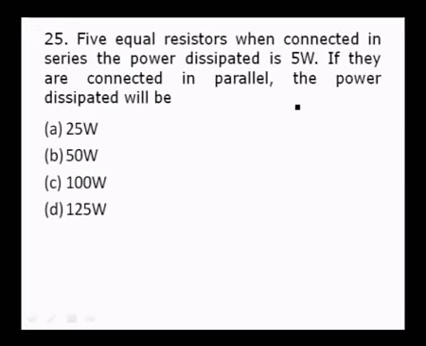Question number 25. 5 equal resistors when connected in series, the power dissipated is 5 watt. If they are connected in parallel, the power dissipated will be: A 25 watt, B 50 watt, C 100 watt and D 125 watt. Okay.